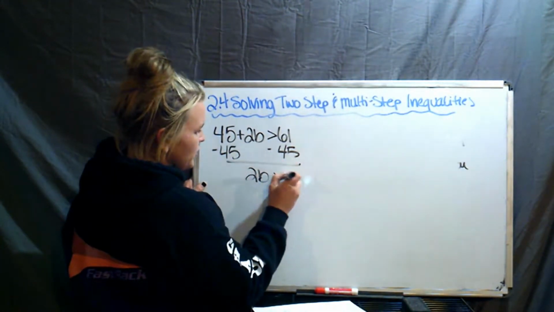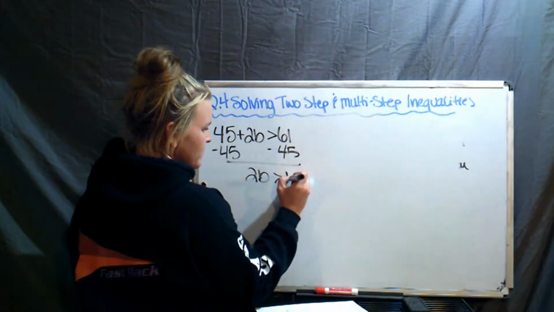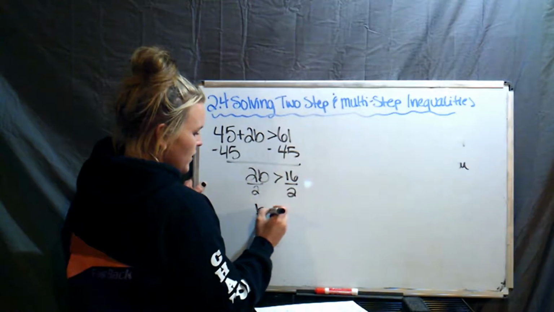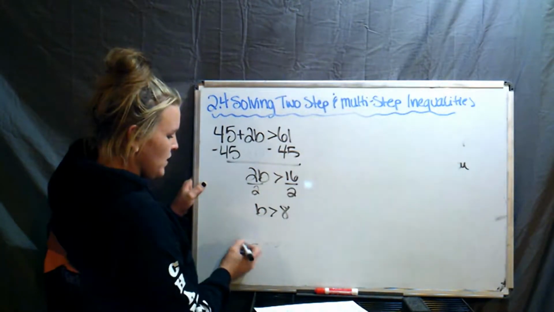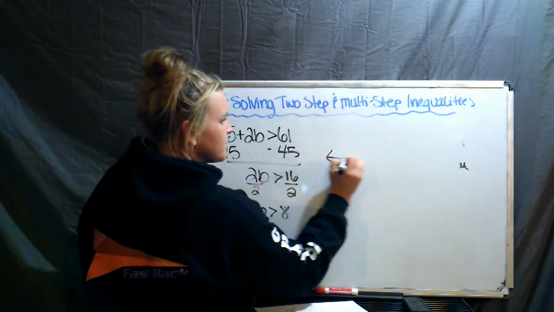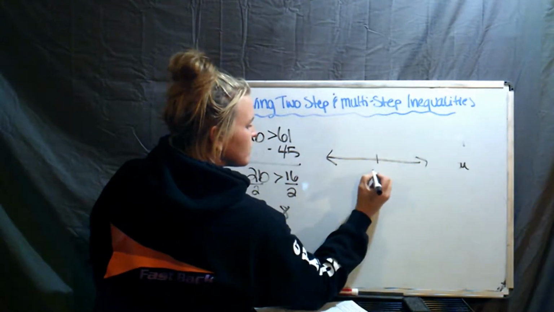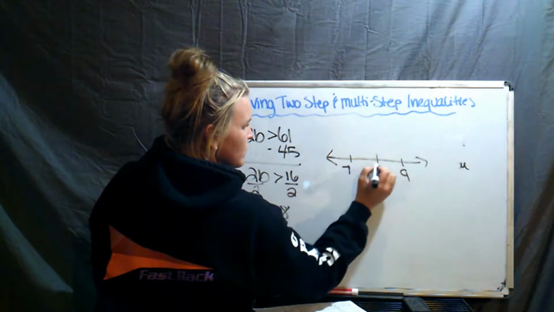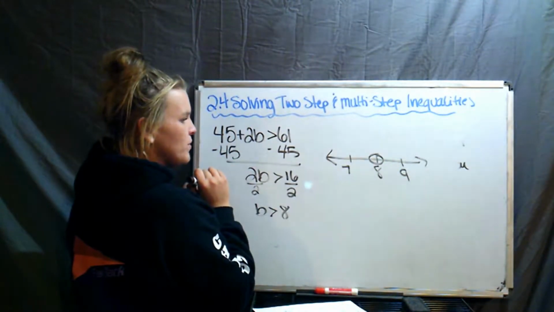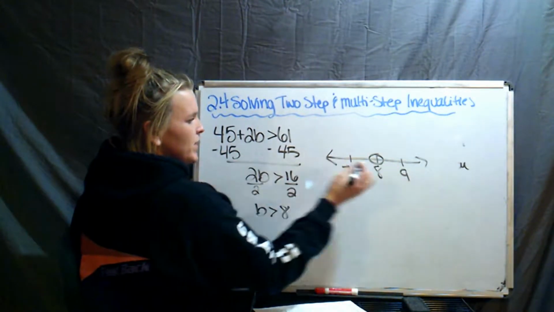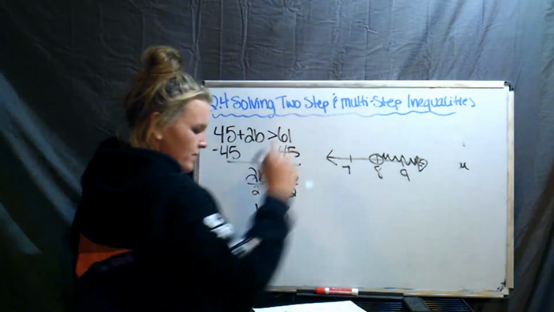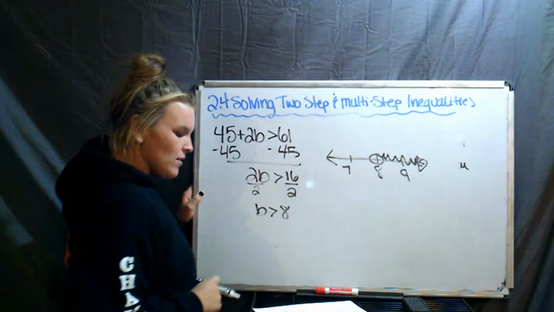2b is greater than 16. I'm going to divide both sides by 2. b is greater than 8. Let's put that on a number line. I'm going to leave it open because it's not equal to, and b is greater than 8. Everything greater than 8. Awesome. Let's look at number 2.